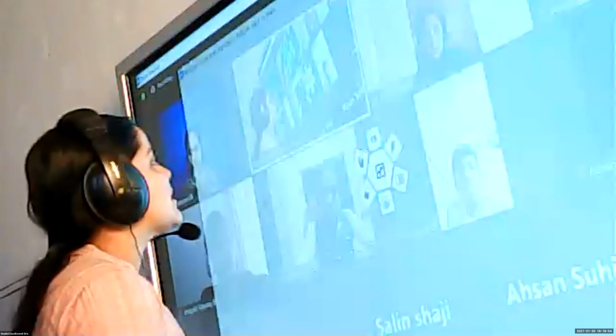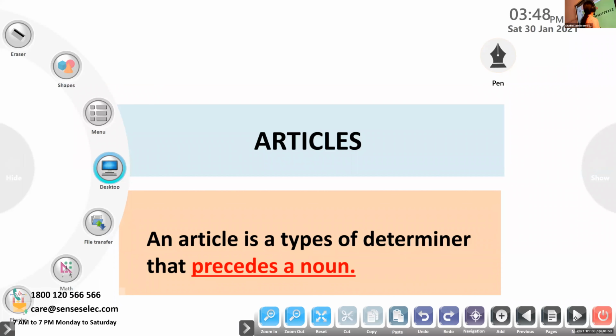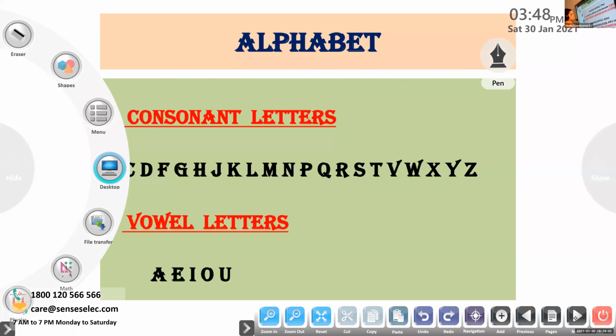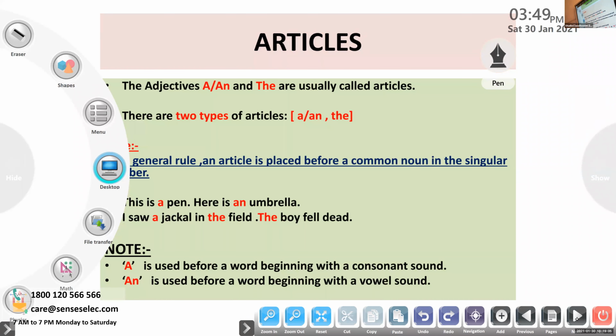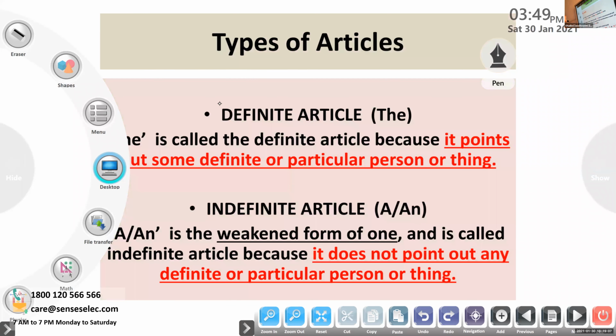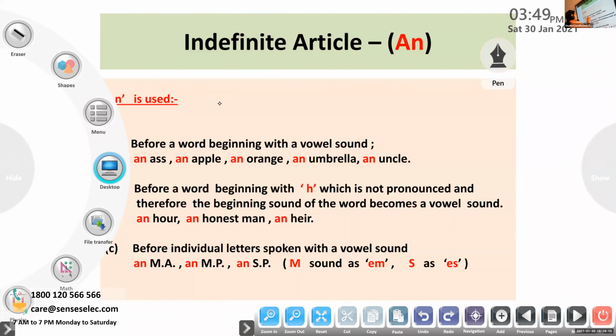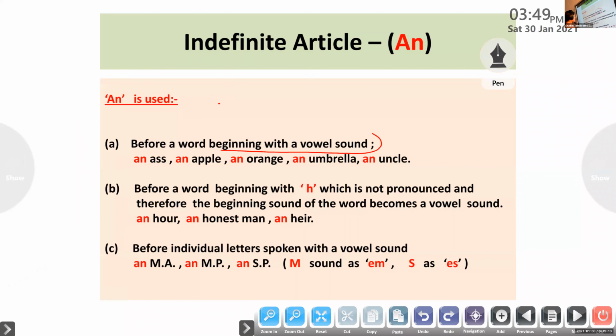I'm stressing sound again. These are the topics we covered, and we also discussed the use of the article "an". Children, the article "an" is used before a word beginning with a vowel sound. That is why we say an apple, an orange, an umbrella, and an uncle, because all these words start with a vowel sound, not only vowel letters.